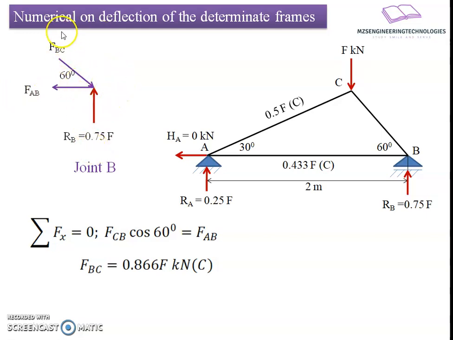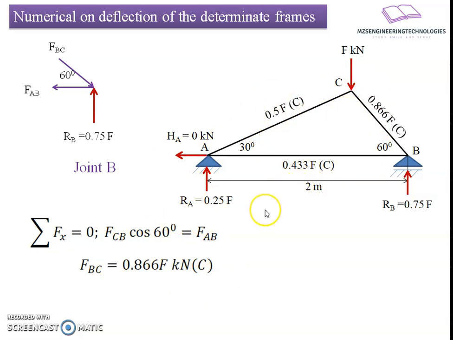So FBC is considered to be moving downward in a compressive action, whereas we know that FAB is tensile in nature. So summation of force in x direction will result in FBC cos of 60 degree is equal to FAB. We know the value of FAB and cos 60. If we divide by cos 60, we get 0.866 times F kilonewton, and it is compressive in nature. So from this analysis, we have got nearly all member forces.